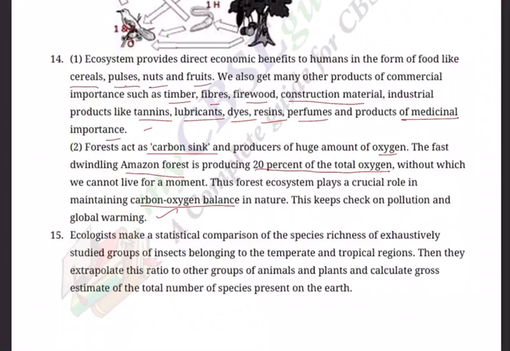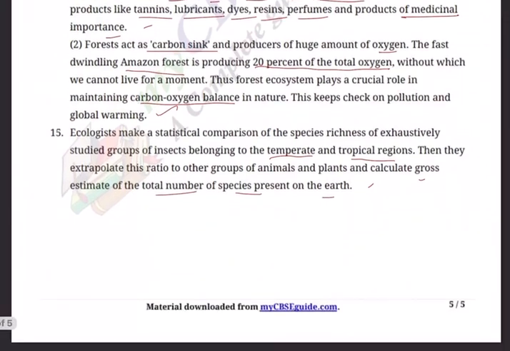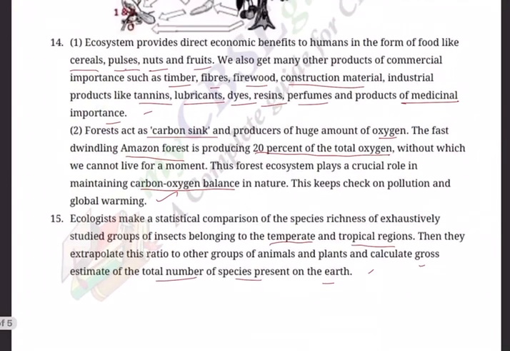Question 15. Ecologists make a statistical comparison of the species richness of exhaustively studied groups of insects belonging to temperate and tropical regions. Then they extrapolate this ratio to other groups of animals and plants and calculate a gross estimate of the total number of species present on the earth.